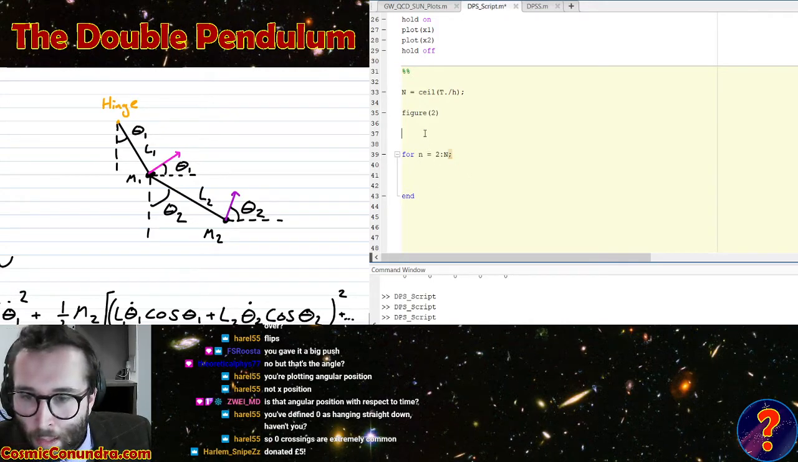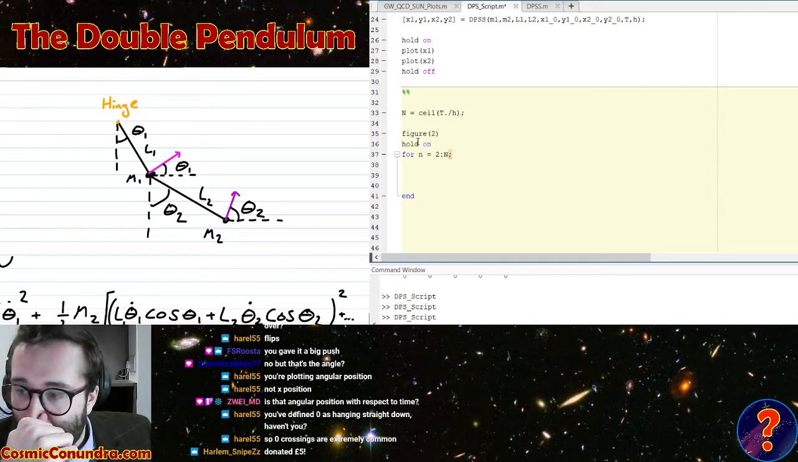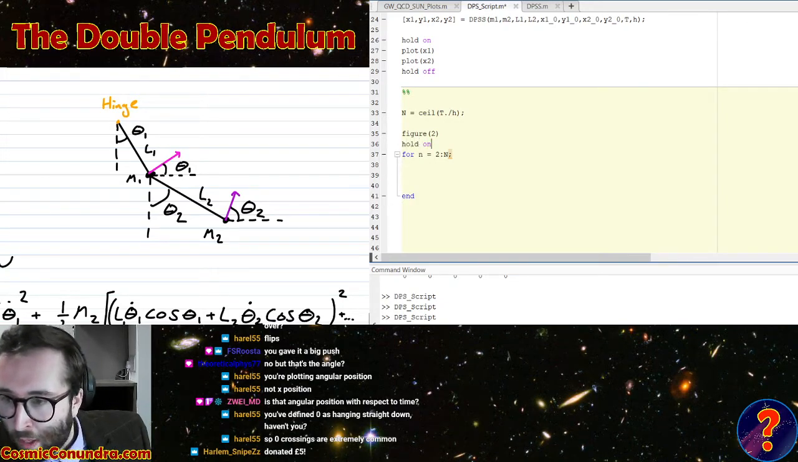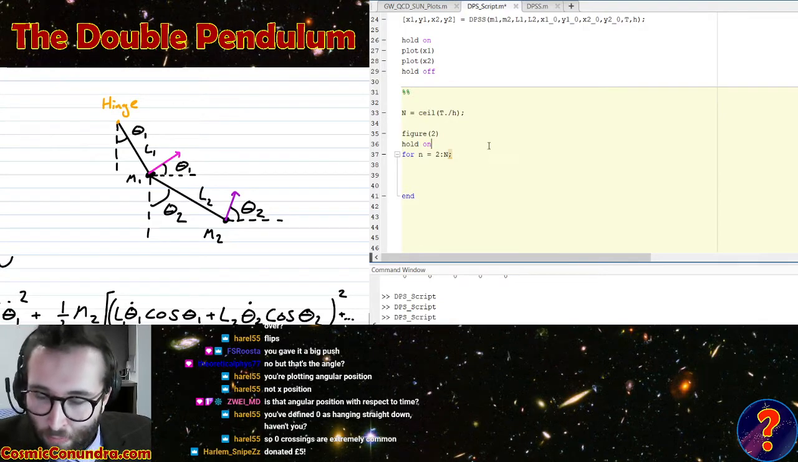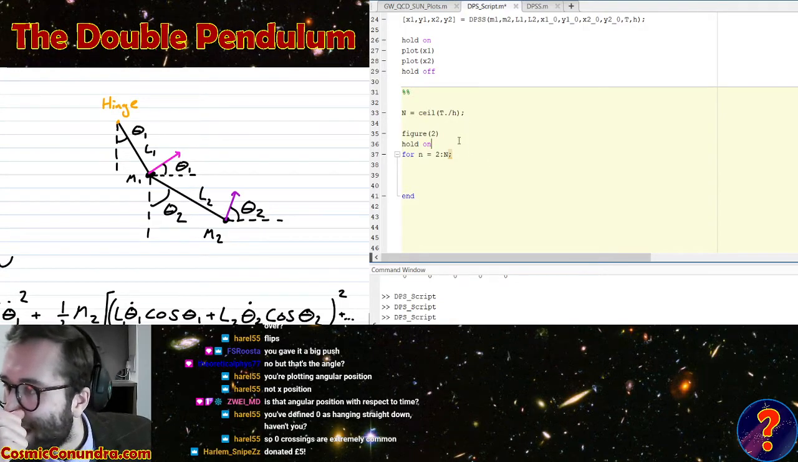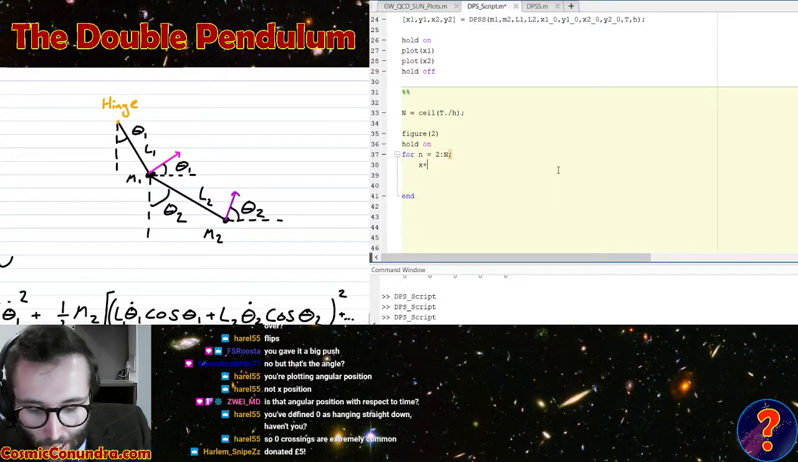Okay. So also, I want to hold on, because I don't want the function to plot right away. The hold on just means basically that the figure window is still able to update when you change the thing you're trying to plot. So I put it on hold so that it doesn't yet finish plotting in the window. Then I need to calculate the x positions and the y positions of these masses.